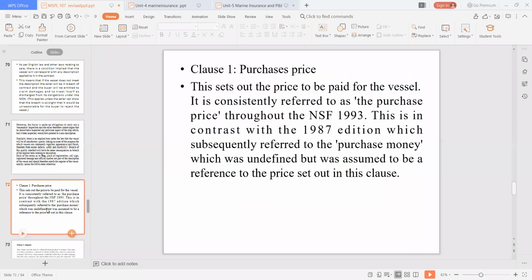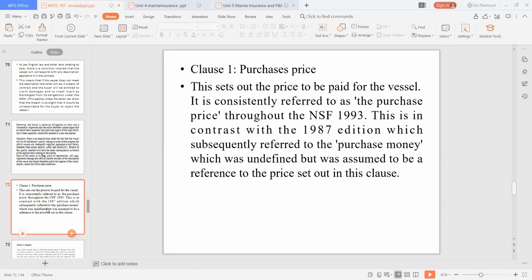Now we go to the different clauses I told you about in the Norwegian Sale Form also. So see this, Clause 1, purchase price. This sets out the price to be paid for the vessel. This is about the pricing. Very simple things. Price. It is consistently referred to as the purchase price throughout the NSF 1993.